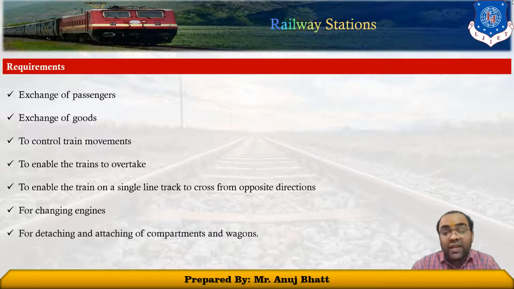It also enables trains to overtake, and enables trains on a single line track to cross from opposite directions. Also, it is for changing the engines, that is the locomotives, and for detaching or attaching extra compartments or wagons. So these are some of the basic requirements of railway stations.